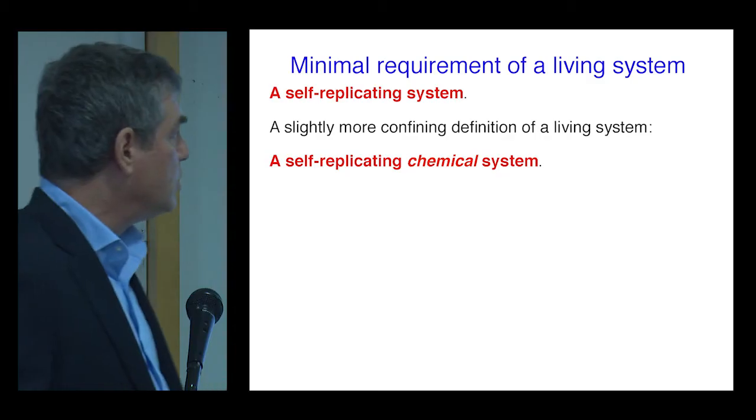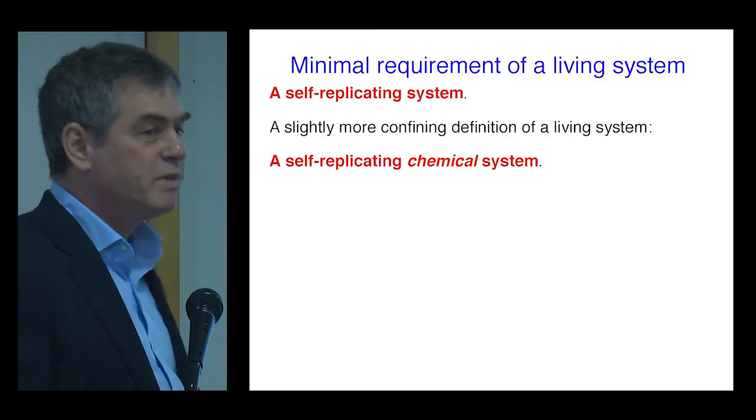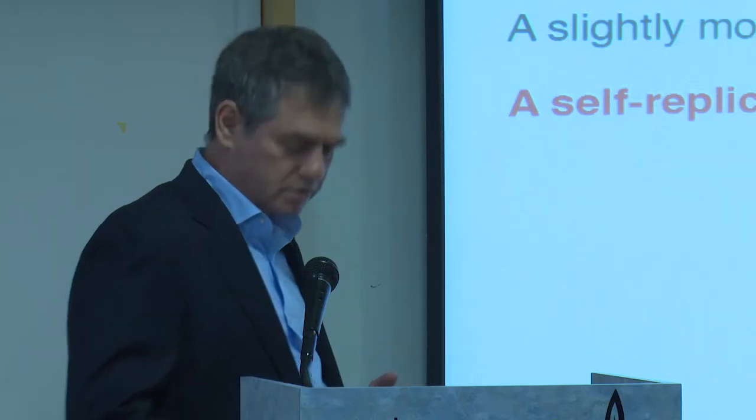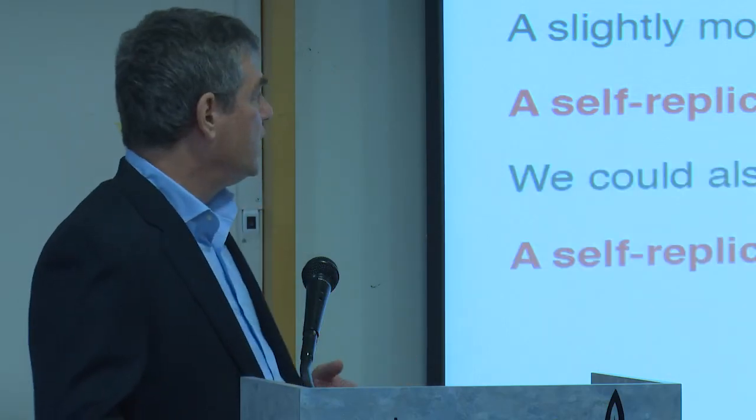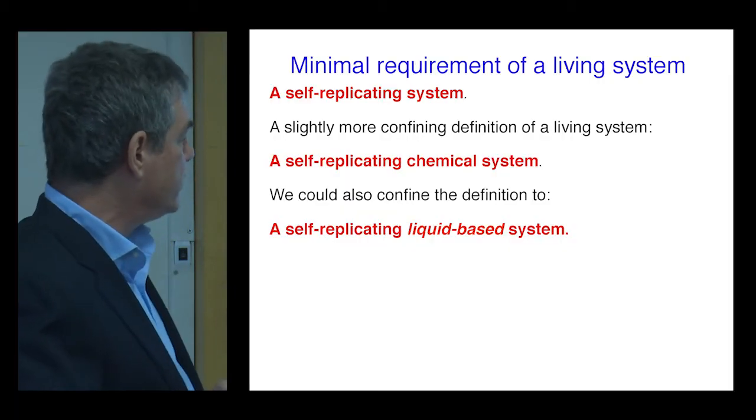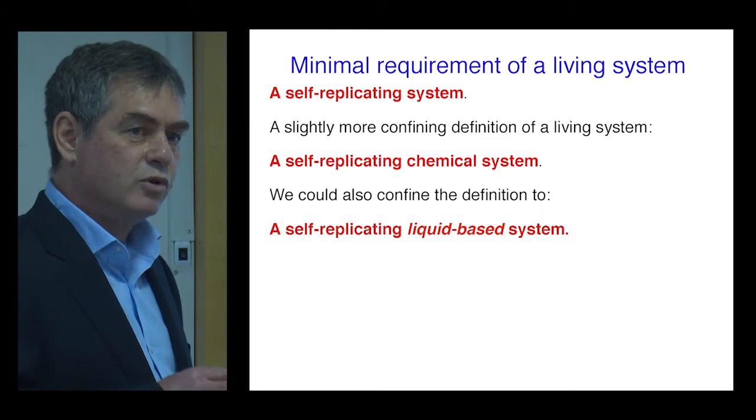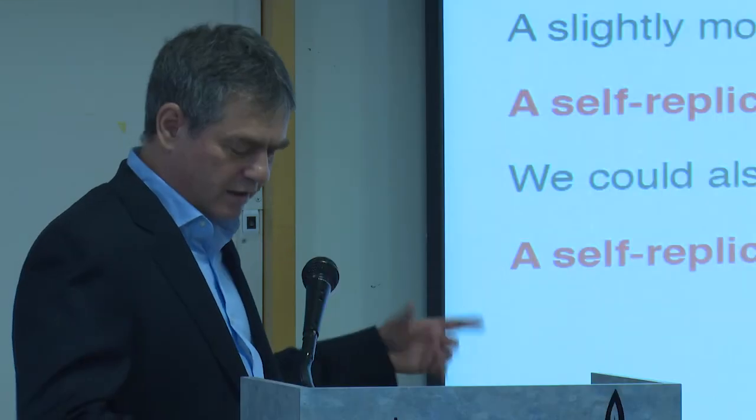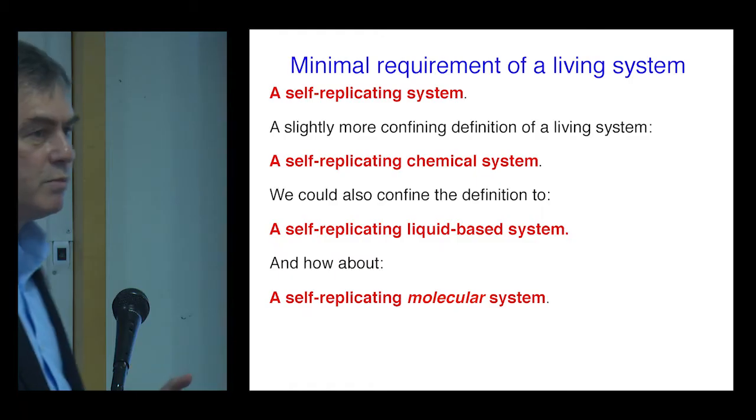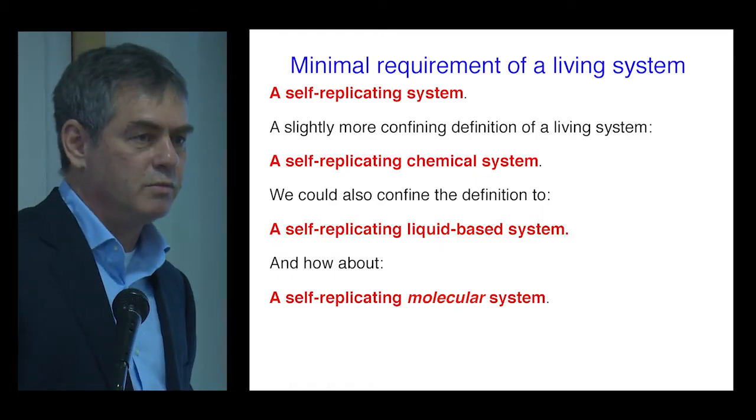So I would like to narrow down this definition to confine it into self-replicating chemical systems, like ourselves. We depend on chemical reactions to reproduce. And then I would like to define it even further, to confine it even further, and say that these life forms need to be liquid-based. And I'll give you explanations for that, why we insist on that. And then it could be molecular, but it doesn't have to be molecular.